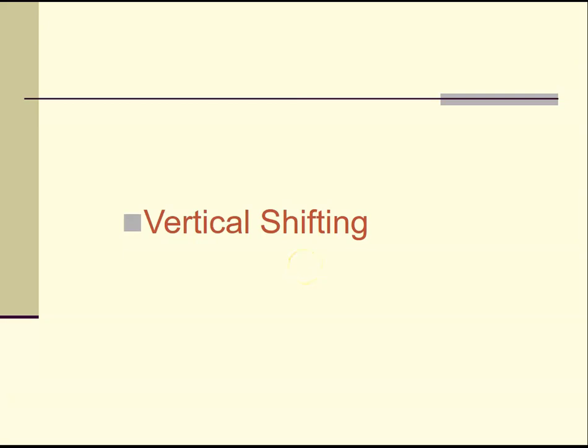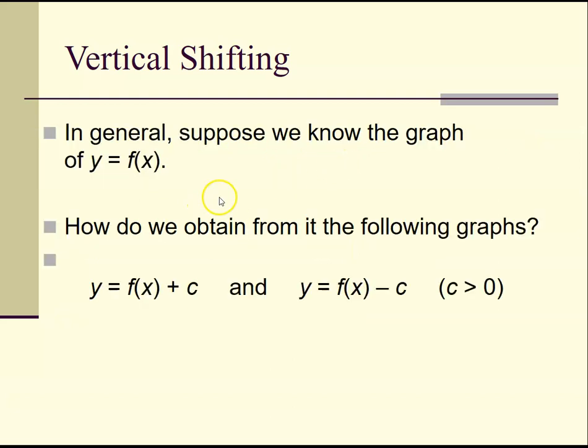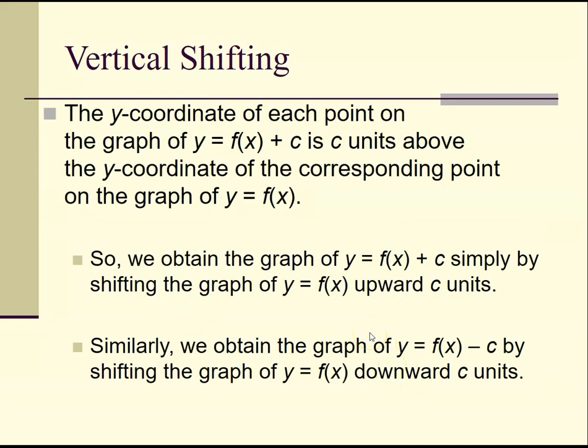So how will we determine now the vertical shifting? The vertical shifting is in the y axis, the vertical line, so it will be upward or downward. Adding a constant to a function shifts its graph vertically. For example, in general, suppose we know the graph is y equals f(x), or y equals f(x) plus c, or y equals f(x) minus c. So plus c will go up, minus c will go down. Okay, so that is how you will determine the upward and downward.